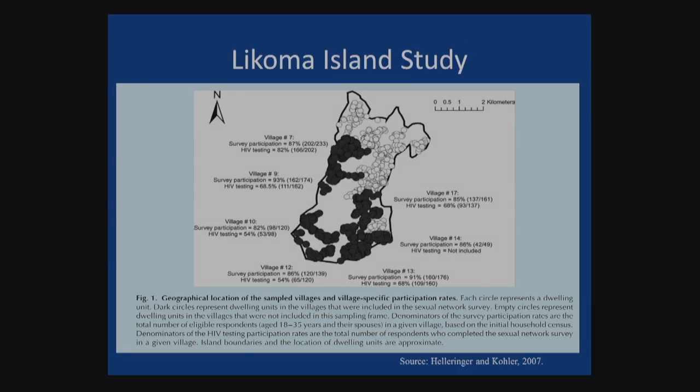And this is what the Likoma Island study looks like. What you see in the dark are the number of villages going around that were sampled, so they didn't sample all the villages. The dark colors represent the villages that were studied quite carefully and where HIV testing was done. In general, HIV testing was done in a range from about 82% or 86% of the population to a low of about the mid-50s. And survey participation was quite good, ranging from the 80s to the 90s. So great study.